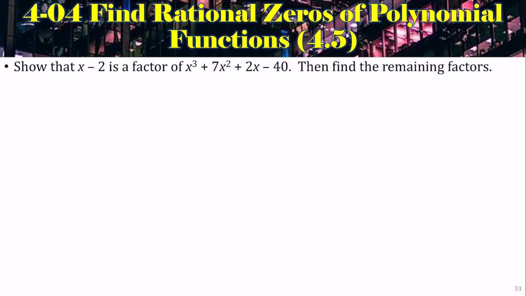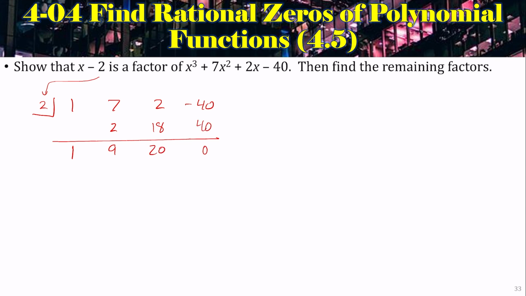All right, we're going to show that x minus 2 is a factor of this function, and then find the remaining factors. So first thing, let's do synthetic division. We'll put the 2 in our box, and then have our coefficients. It's 1x cubed, 7x squared, 2x, and minus 40. Bring down the 1 and multiply. Add, multiply, 2 times 9. Add is 20. Multiply, 2 times 20 is 40. Add, look at that, we got a 0. Hey, it was a factor.